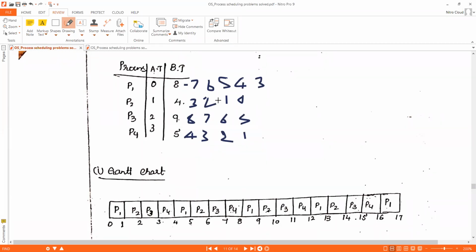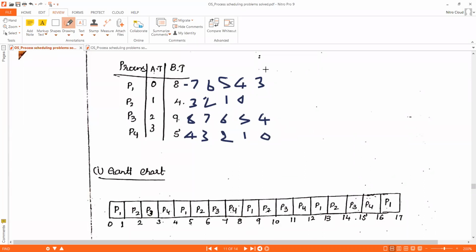Again, there is no process 2 for execution, so immediately the CPU will be given to process 3. Process 3 will be executed for 4 milliseconds. Next, the CPU will be given to process 4. What is the remaining time for process 4? Process 4's remaining time is 0.